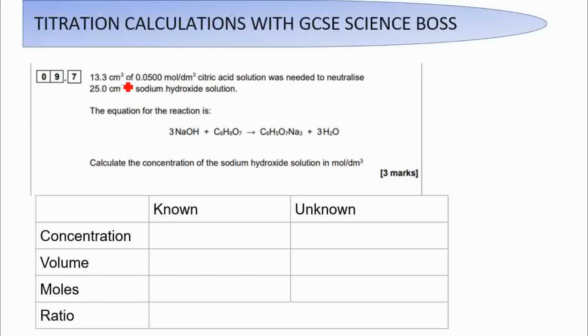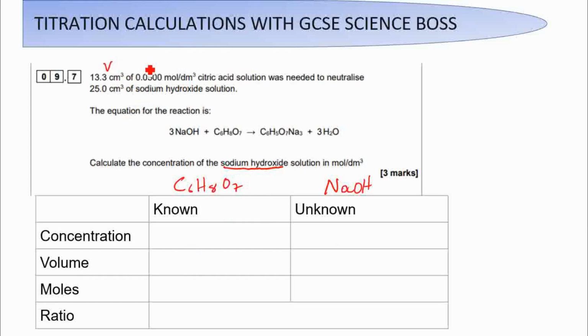So you have 13.3 cm cubed of 0.05 moles per dm cubed citric acid solution was needed to neutralize 25 cm cubed of sodium hydroxide. They've given you the reaction here. Back in my days, you would have to write that yourself and balance it, but now you're given that equation. So it says calculate the concentration of sodium hydroxide. Straight away, that is your unknown, because that's what they're asking you to find, which means that your citric acid, C6H8O7, is your known.